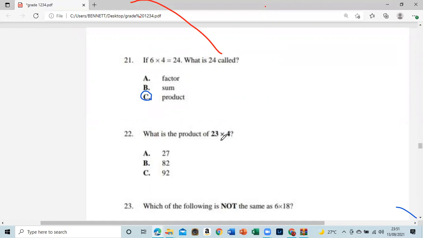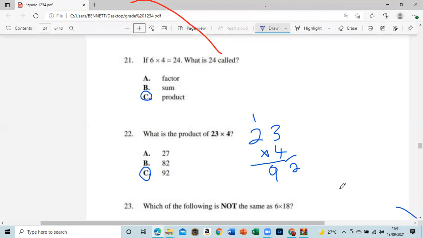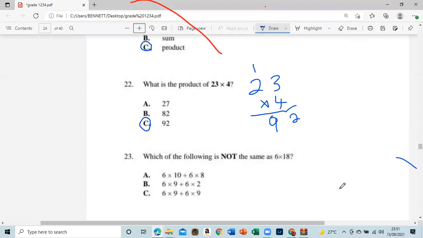What is the product of 23 and 4? So we're going to multiply 23 by 4. 4 times 3 is 12, write 2 carry 1. 4 times 2 is 8 plus 1, so that's 92. And yes, guys, I do know it out of my head, but I'm doing this for grade 3, so I'm going to show the steps.